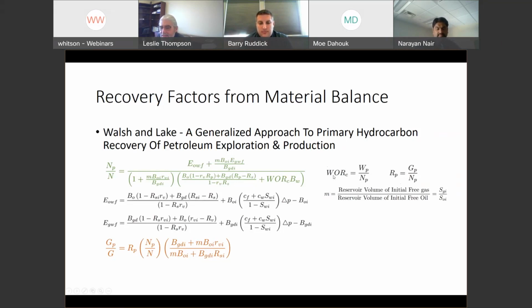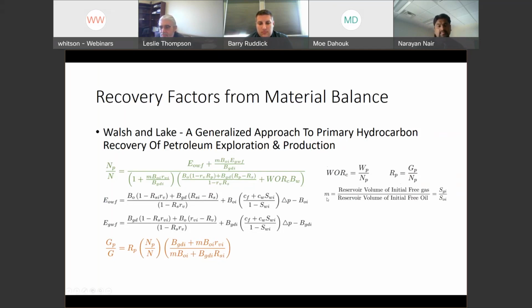So if you had estimates of these ratios at abandonment and you had the abandonment pressure, then you could just plug and chug and you'd get estimates of the recovery factors. You multiply those by the numbers that we got from the fluid material balance, and there you have it. You have your EUR estimates that are based on physical properties that you could hopefully measure.